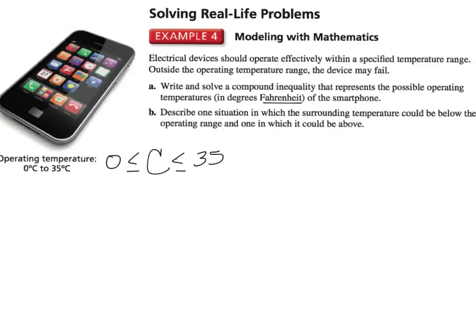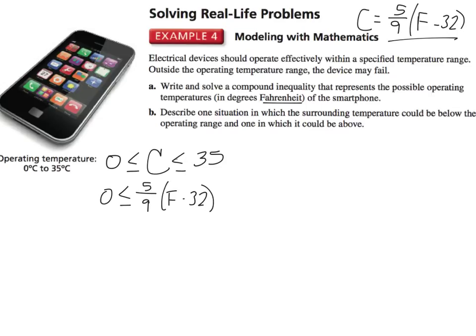Now you may remember that the conversion formula is Celsius equals 5/9 multiplied by F minus 32. So if Celsius equals this, I have to plug this in. So I'm going to write 5/9 multiplied by F minus 32 is less than or equal to 35. So now I have to solve this problem.